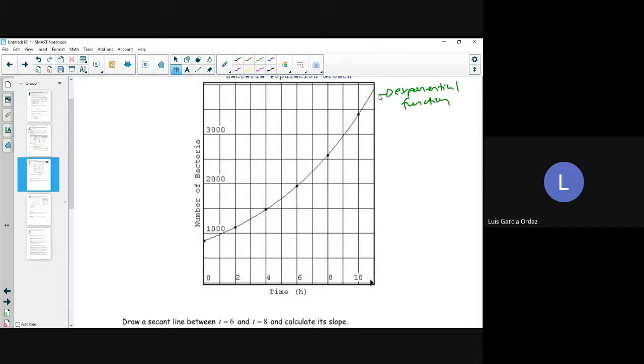So for the graphing example, we want to draw a secant between t is equal to 6 and t is equal to 8, and we want to calculate its slope. Now we want to find the slope of the secant. All we're doing is using basic stuff we learned from grade 9, 10, and 11. So m of secant is equal to y2 minus y1 over x2 minus x1.